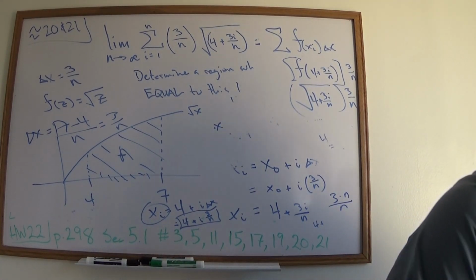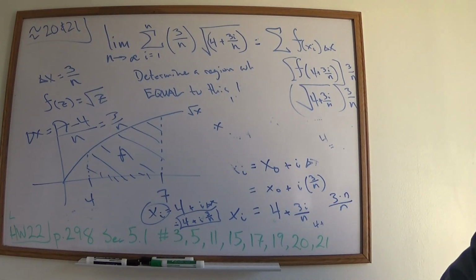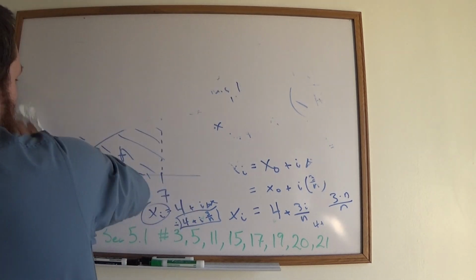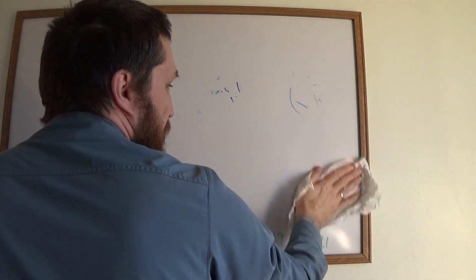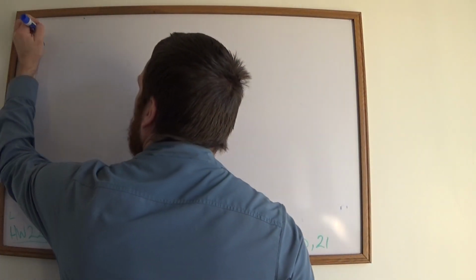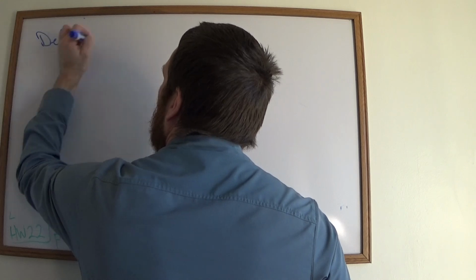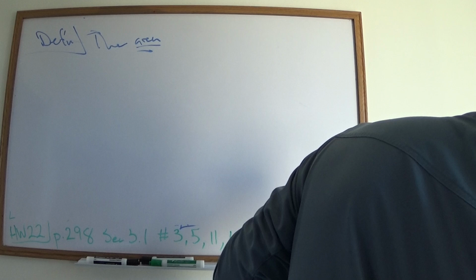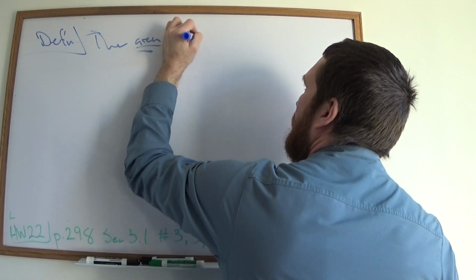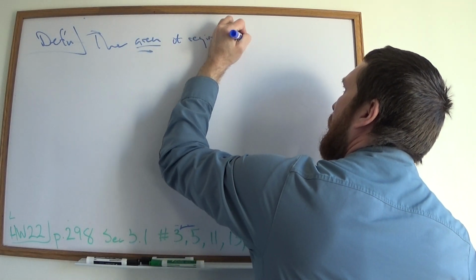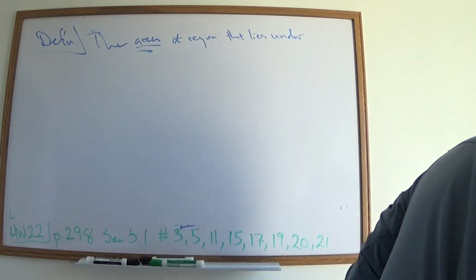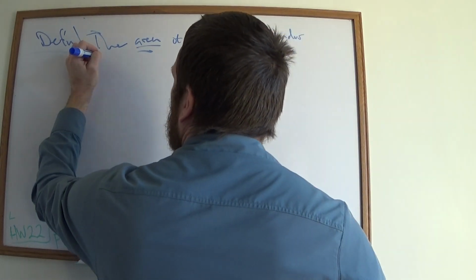Okay, so finally, we have to do this, because I've been saying this whole time, area. What is area? Well, here's the definition. Definition: the area of a region that lies under the graph of a continuous function.